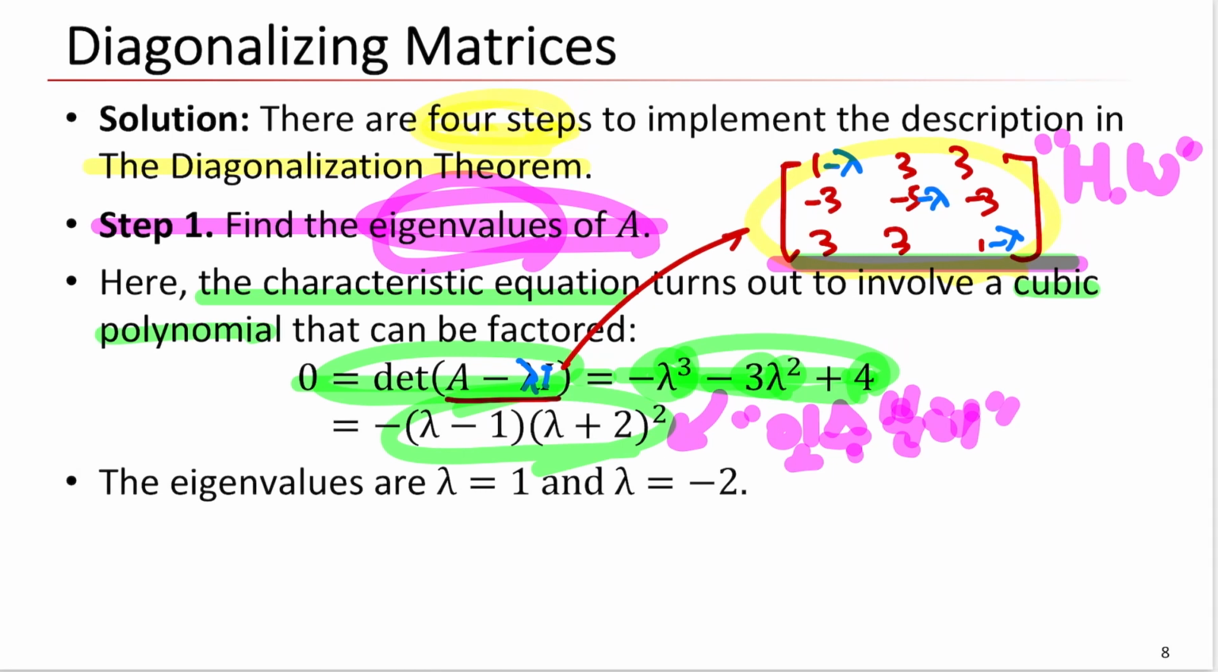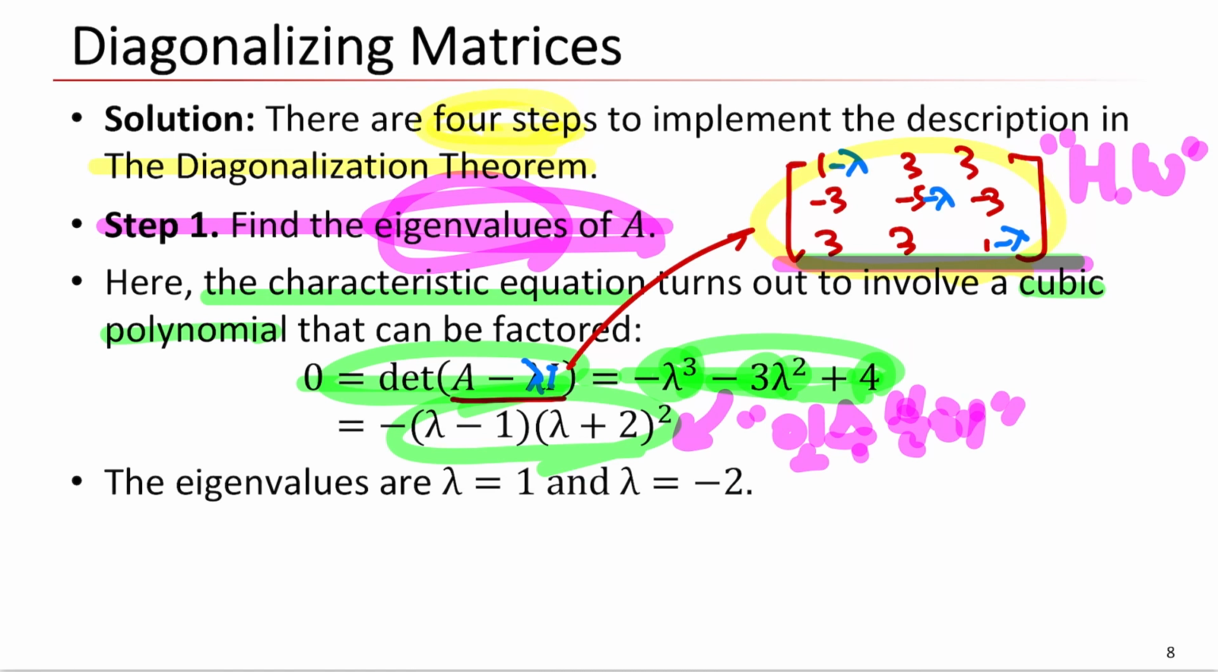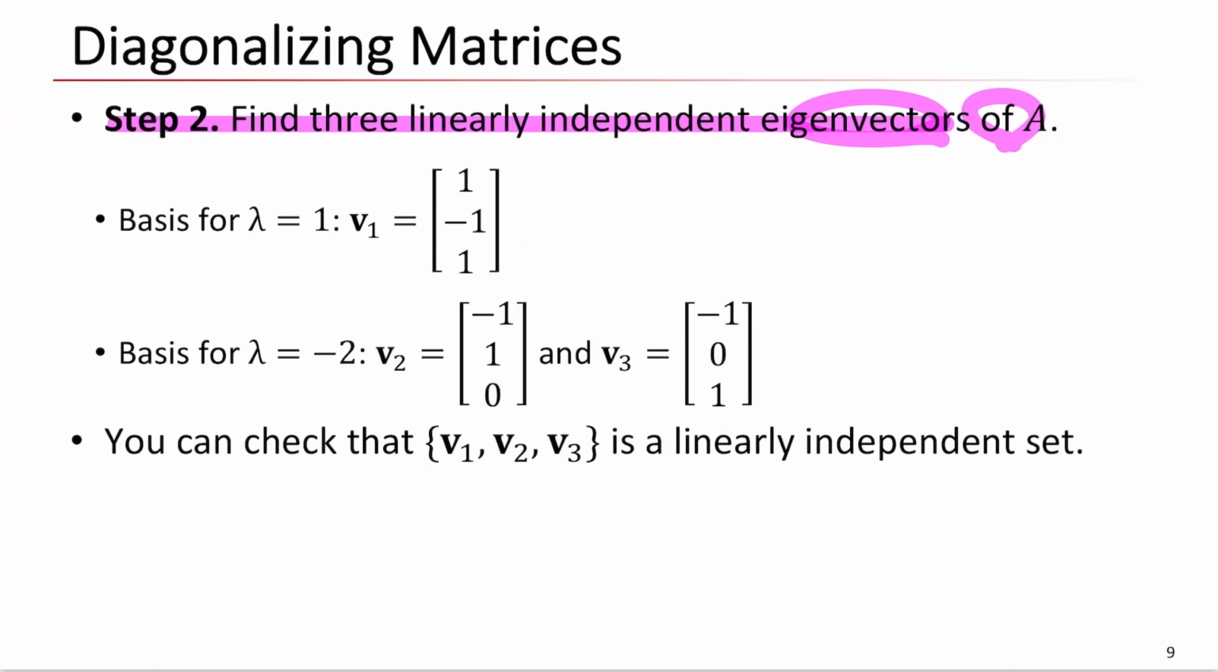Anyway, by factorizing this polynomial term, we can easily find the eigenvalues. In this case, lambda is equal to 1 and lambda is equal to -2. That satisfies this equation, right? Okay, so it's very easy. First of all, we found the eigenvalues of the matrix A, okay?